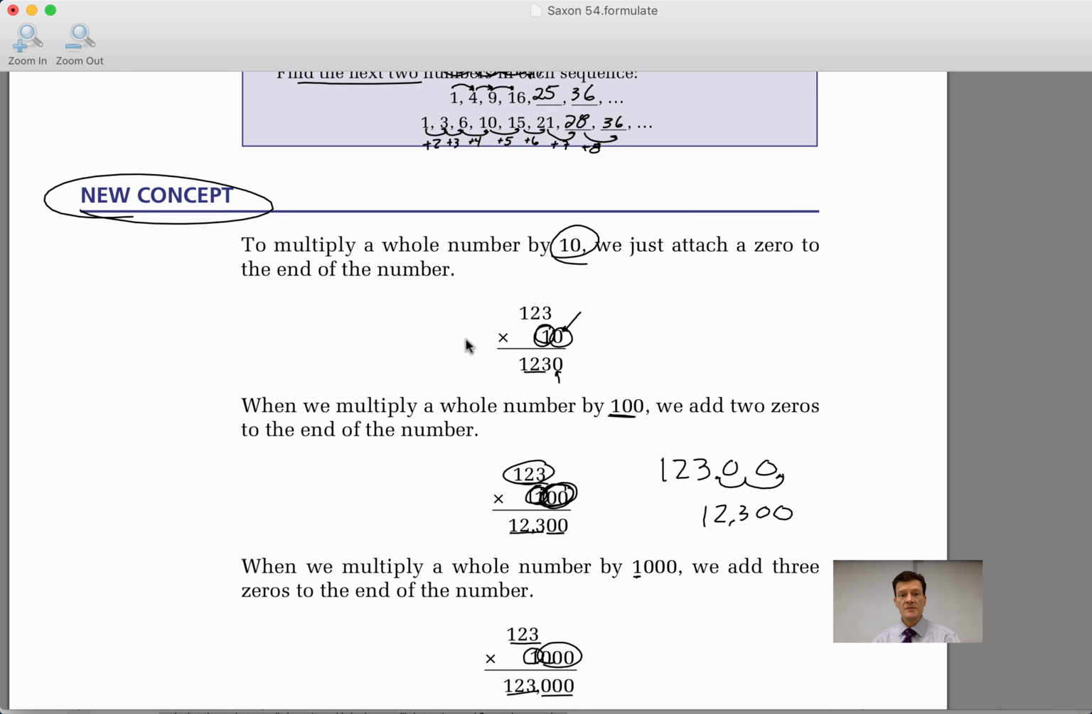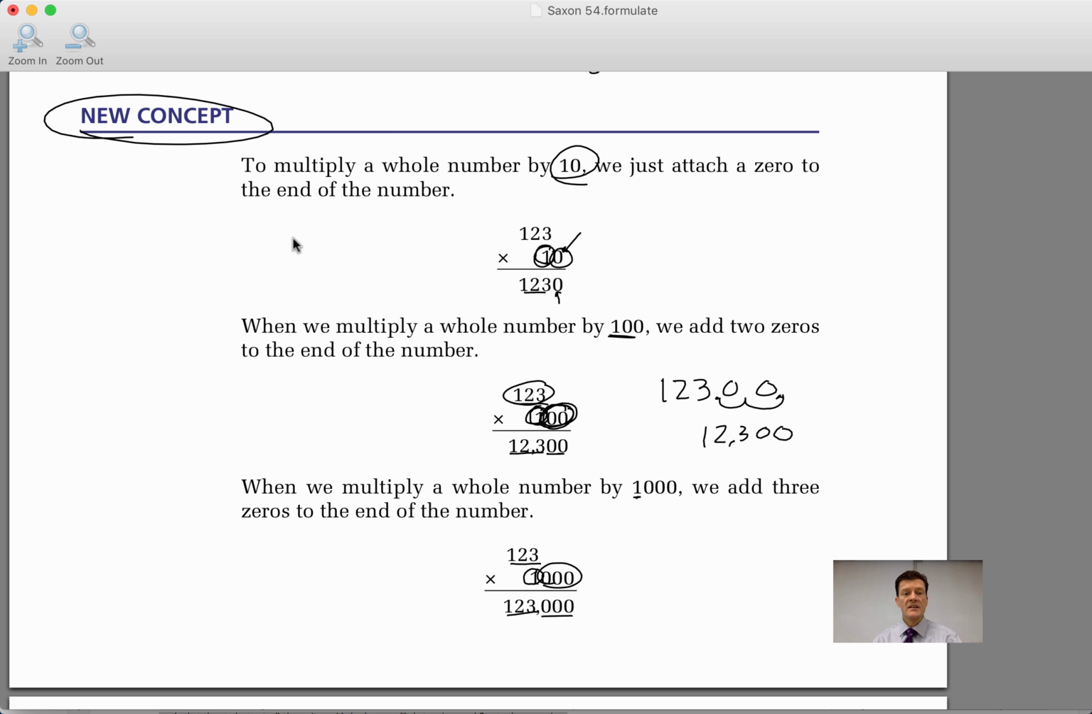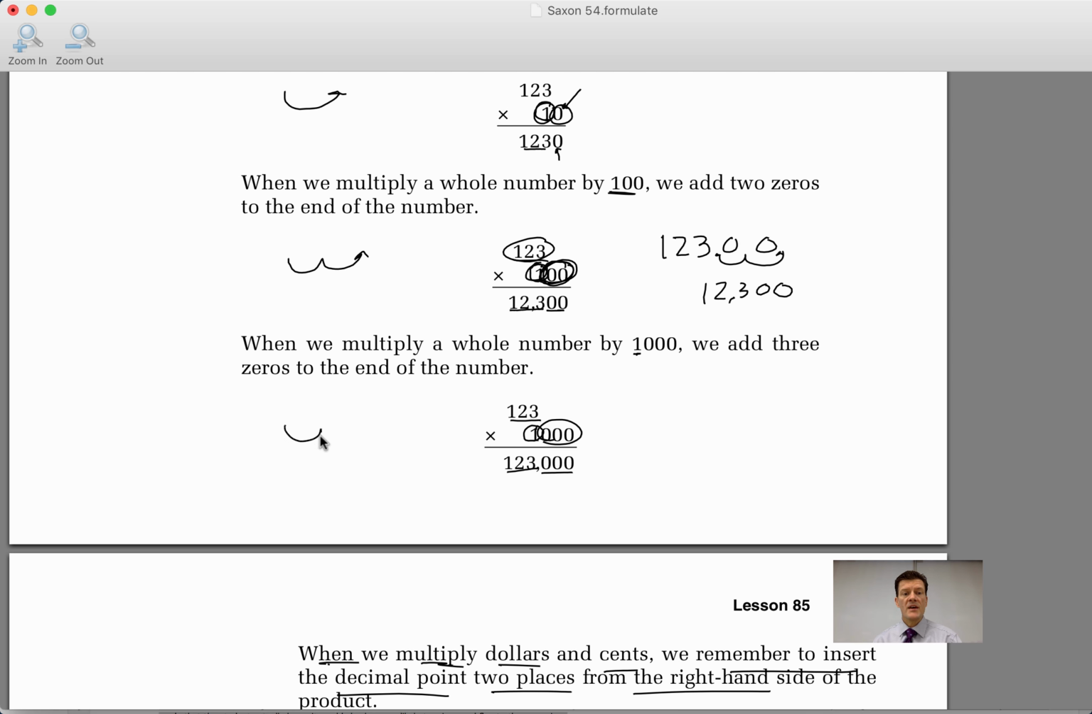So in summary, when you multiply by 10, that moves the decimal point over 1. When you multiply by 100, it moves the decimal point over 2 places. When you multiply by 1,000, it moves the decimal point over 3 places. Okay?